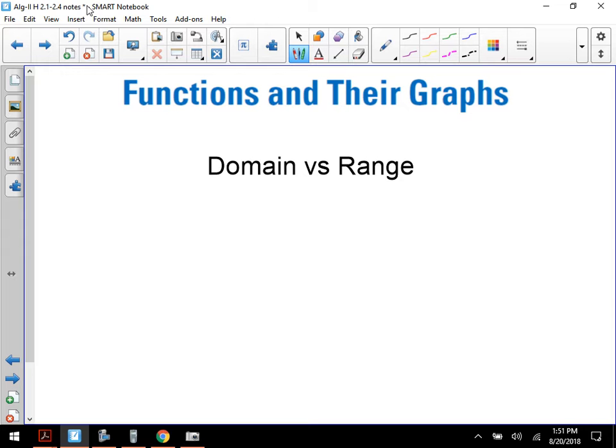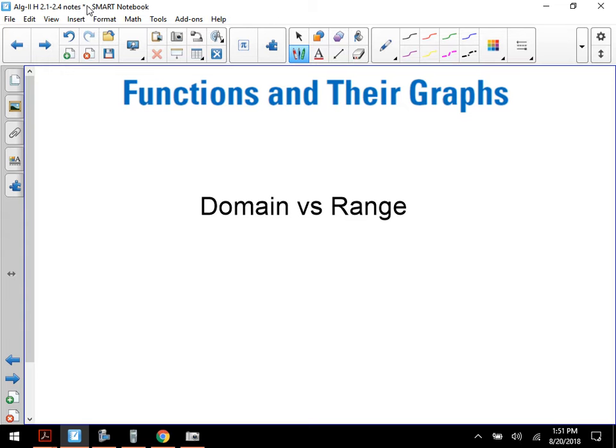A couple things we should probably redefine in case you had forgotten. What is technically a function? In algebra, we start talking about things being a function. Do you guys remember what a function is defined as in terms of algebra? Okay, all right, we'll come back to that then.